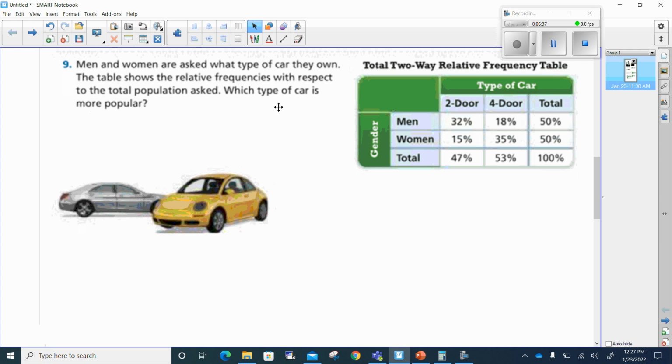The women are asked what type of car they own. The table shows the relative frequency with respect to the total population asked. Which type of car is more popular? The type of cars are either two-door or four-door. It does not ask about which gender prefers what type of car more. So we simply look for the four-door cars. We see that there are 53% of four-door cars that are liked by men and women, as opposed to 47% that like two doors. So four-door cars would have to be our answer.